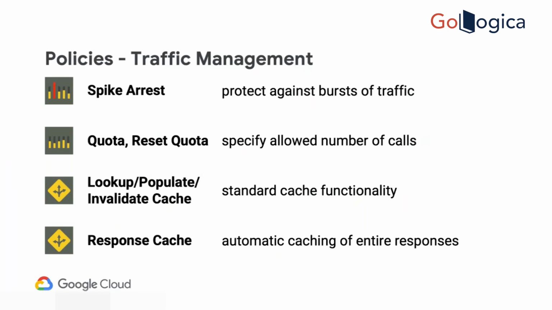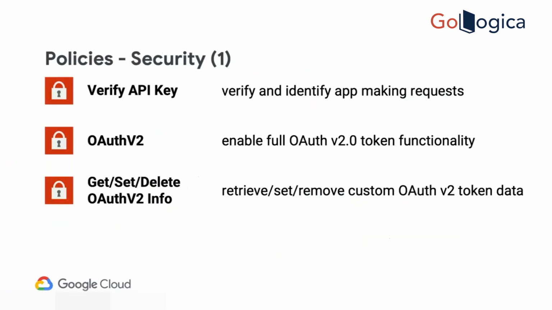Then we have a caching policy. The caching policy will allow you to add caching features. And then we have a response cache. With normal caching, if you want to cache only a certain section of data, then you use caching policies. But if you want to cache the full response, then Apigee has a response cache policy for that. So this is the first set of policies.